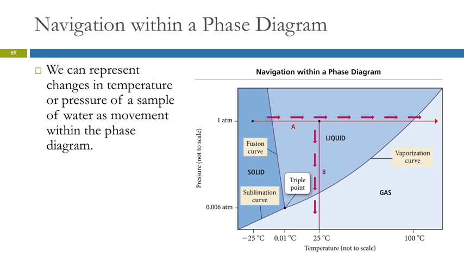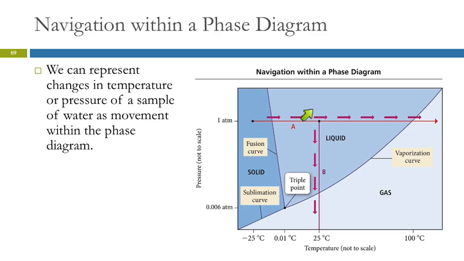So you need to be able to navigate within a phase diagram. The way we do that is, you've got a particular point. For here, 1 atmosphere, this line A, at 1 atmosphere, we take the temperature of water from minus 25 degrees Celsius up past 100 degrees. As we go along at a constant pressure, we see a transition from the solid to the liquid, and it's a liquid, it's a liquid, it's a liquid, and then it transitions to a gas.